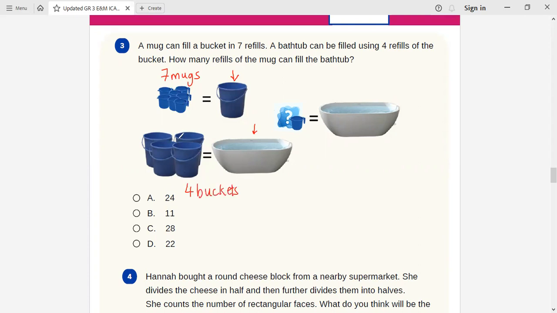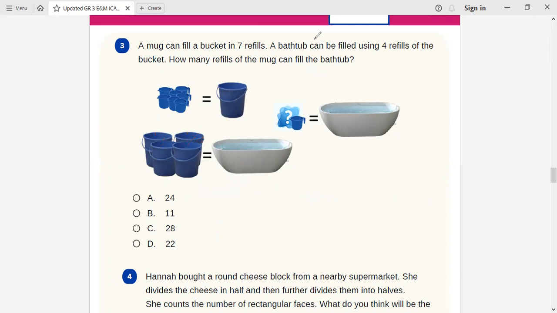For each of these buckets, I need how many mugs? For this one, I need 7 mugs. For this one, 7 mugs, and so on for all 4 buckets. That means for these 4 buckets in total, how many mugs do I need? 7 plus 7 plus 7 plus 7, which is nothing but again 7 times 4, which is 28. That means to fill this one bathtub, I will need 28 mugs. Going to the next question.